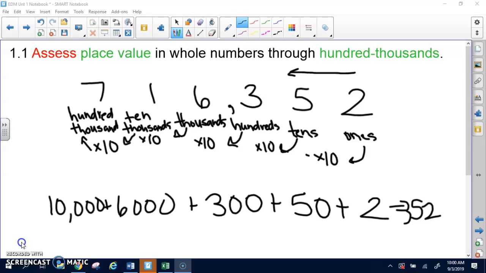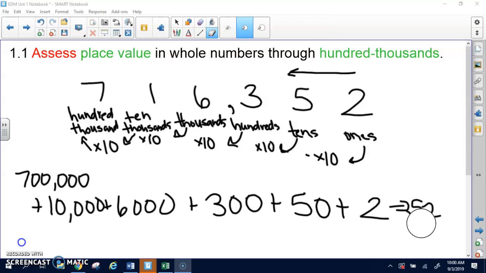What do I have there? 700,000. And yes, if you added all these numbers up, 700,000 plus 10,000 plus 6,000 plus 300 plus 50 plus 2, you come up with this number that I've written up above here. Okay. And then there's one more. We don't have to know this. What do I need to do? Since it's 1, 2, 3, comma, we'll do 1, 2, 3, comma. Okay. And we start a whole new section.